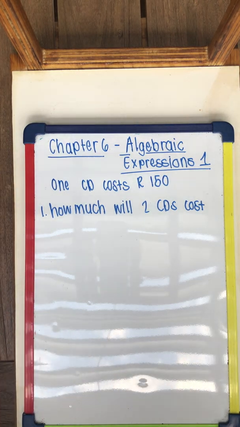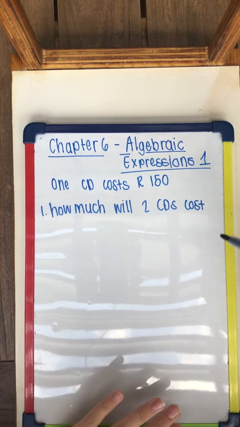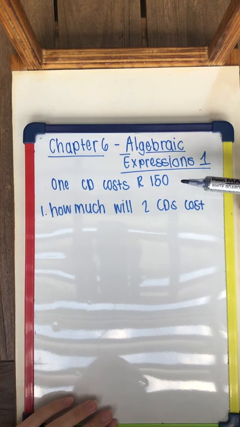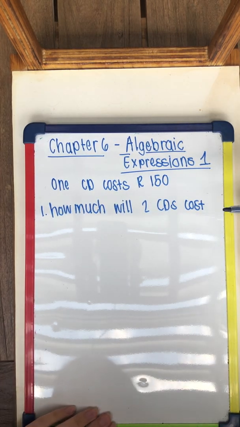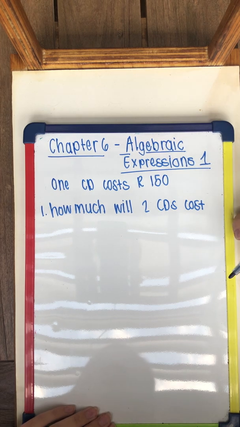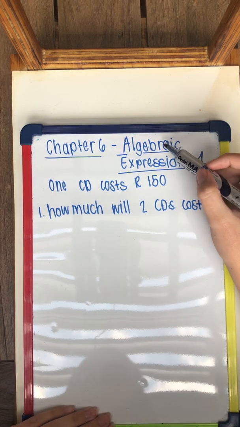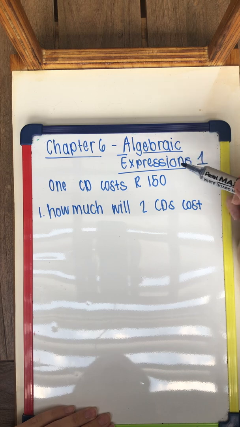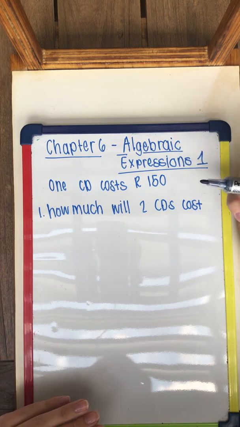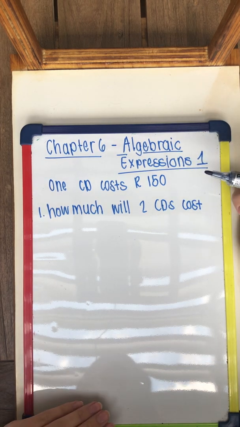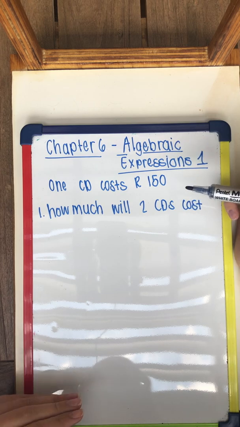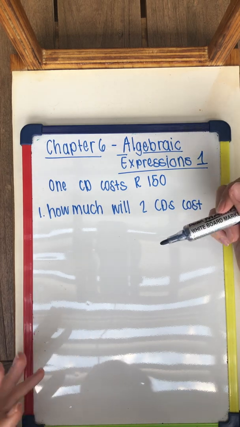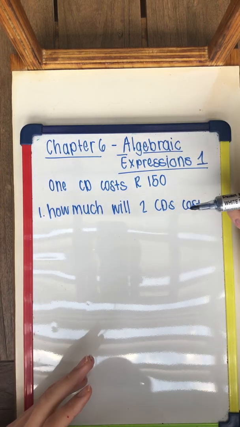So I'm going to go through chapter 6, algebraic expressions, and go through some examples, because obviously you're watching this if you don't understand. Okay, so what's meant by algebraic expressions is basically using variables, so using x and y, to represent numbers so that you can have a formula that you can use for any input or any output.